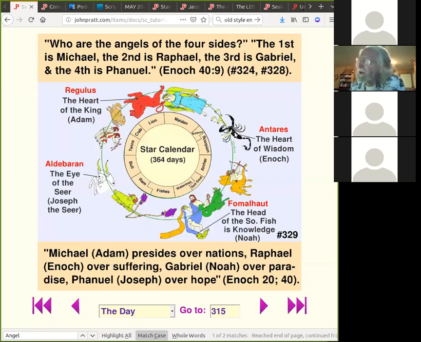Hermes is the one that goes around with the staff, with his caduceus, the serpent around the staff. And if you look at the person stepping on the scorpion here, he has a serpent wrapped around him. He represents the healer. Gabriel, Noah, is over paradise. It says he's over paradise. He's pouring the fish into the fish in paradise. And Phanuel, paradise, of course, is the highest part of the spirit world, the good guy part. And Phanuel, who is Joseph Smith, Joseph the seer, is over hope.